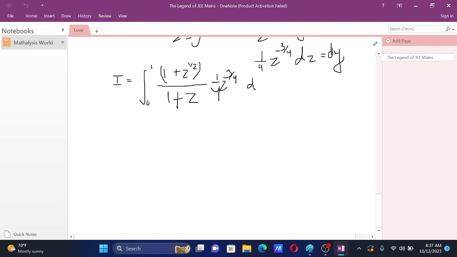But this is z to the power minus 3 by 4. In the integral from 0 to 1, we take 1 by 4 out as constant, and z to the power minus 3 by 4 plus z.